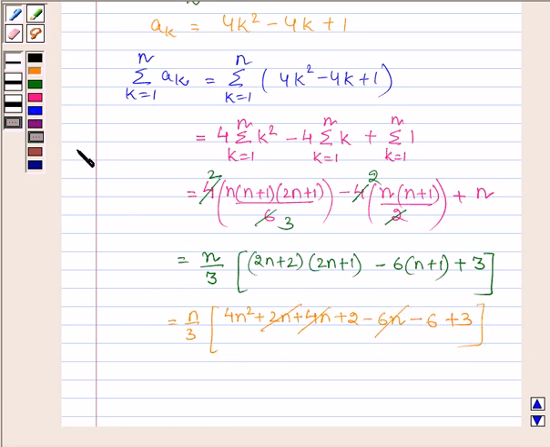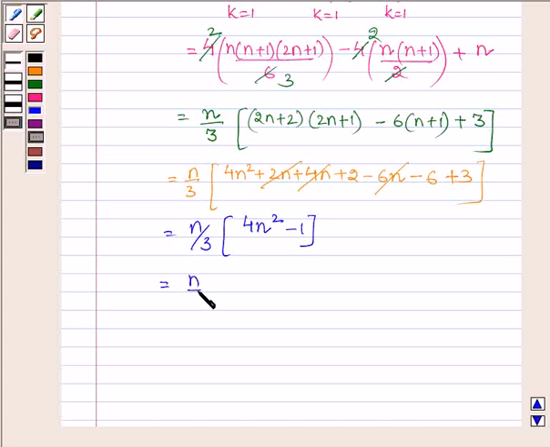And we further have n upon 3 into 4n square. Now, 3 plus 2 is 5. 5 minus 6 is minus 1. So this is further equal to n upon 3.